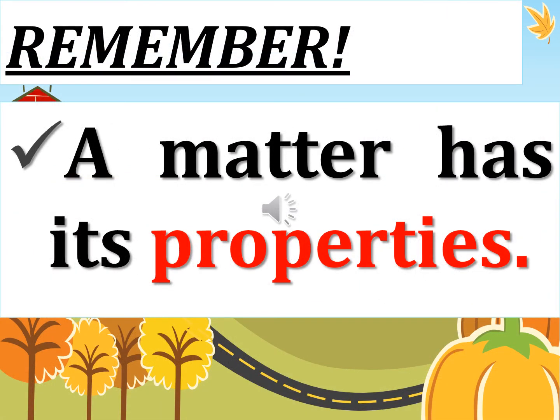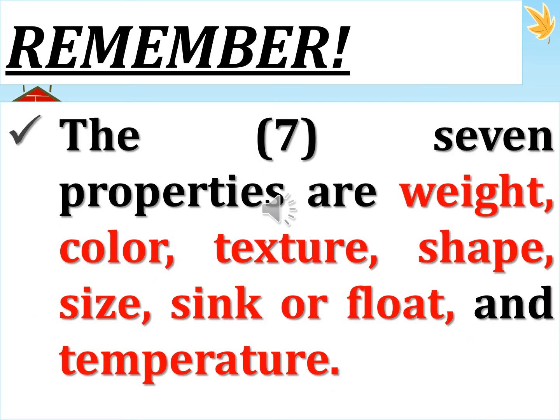All right, finally, remember these points. First, a matter has its properties. Whenever we say property, it is something about an object that you can observe with the use of your five senses. And the second point is the seven properties are weight, color, texture, shape, size, sink or float, and temperature. Great work!